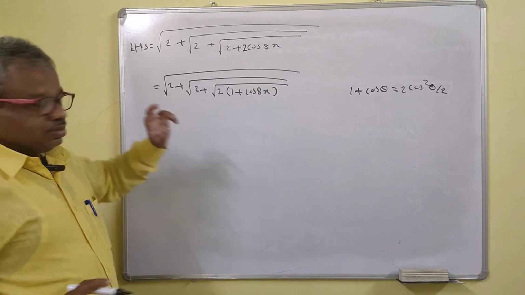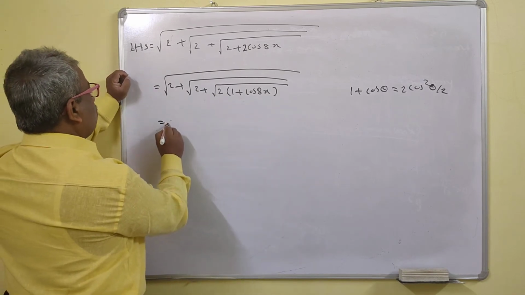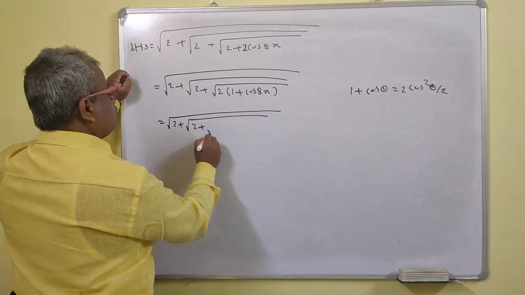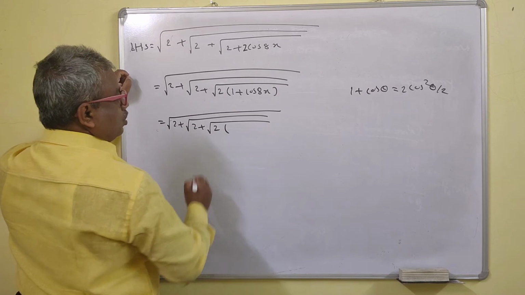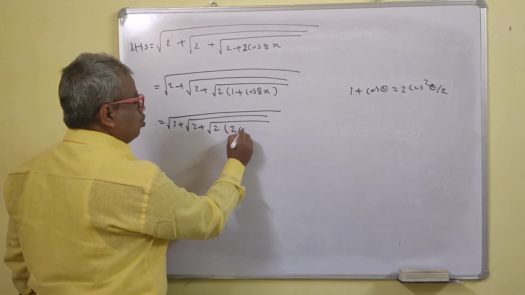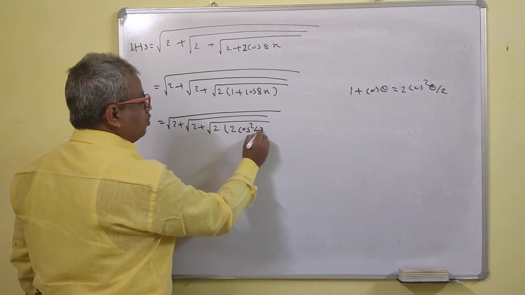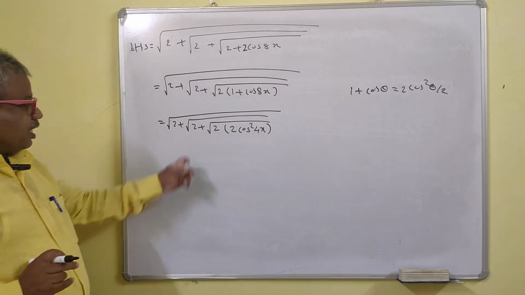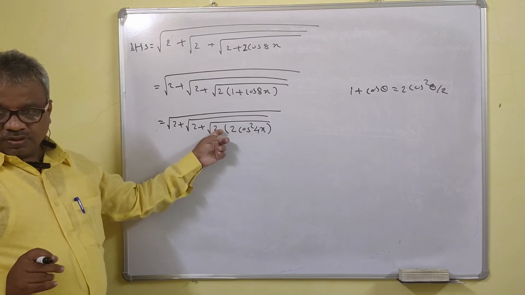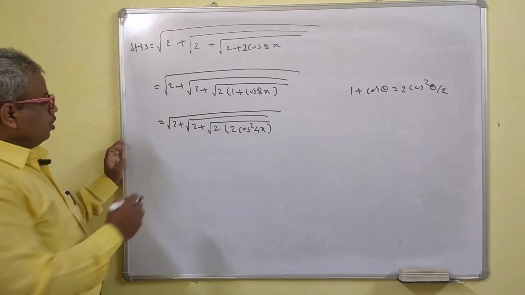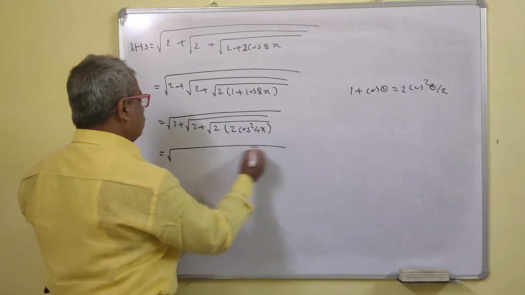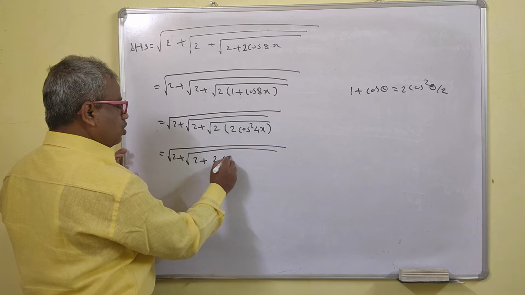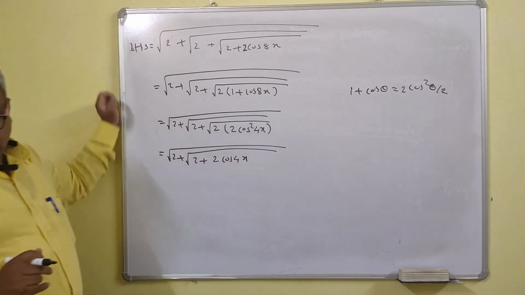This is 1 plus cos x. So this is what? Root of 2 plus 2 into 2 cos square 4x now. Right? 2 cos square 4x. Now we take the root of this one. So it will be 2 cos 4x. Your root will be 2 cos 4x. So this is 2 plus 2 cos 4x. Right?